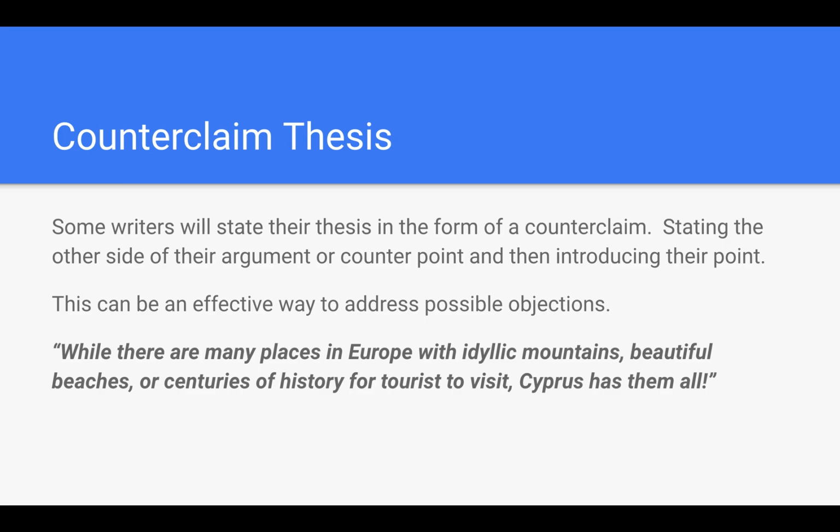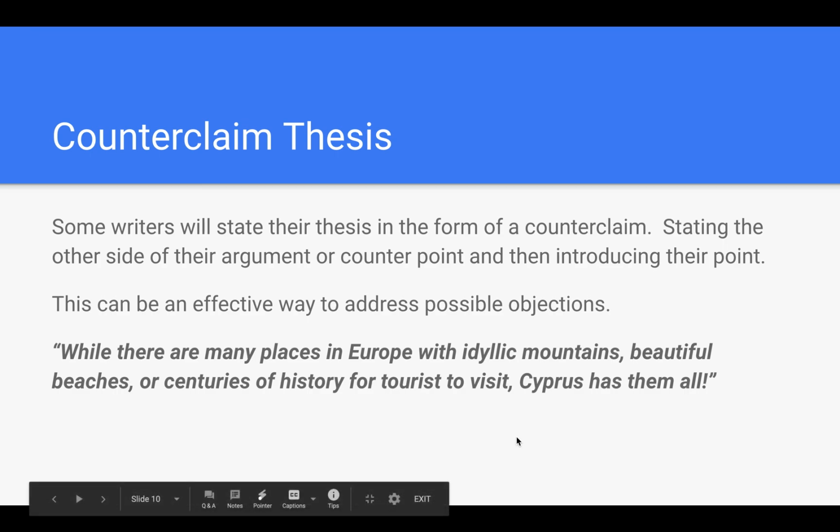So while there are many places in Europe with idyllic mountains, beautiful beaches, or centuries of history for a tourist to visit, Cyprus has them all, right? Somebody might say, well, there's lots of places with beaches. Why should I go to Cyprus? Well, there's lots of great mountains. Well, you've addressed that in your thesis statement. I'm not saying that I recommend using a counterclaim thesis or even an open thesis. I think if you can master the art of the closed thesis, you're probably doing pretty well.